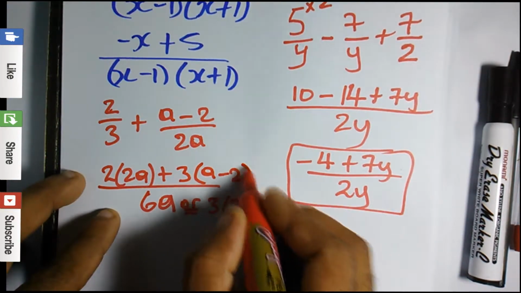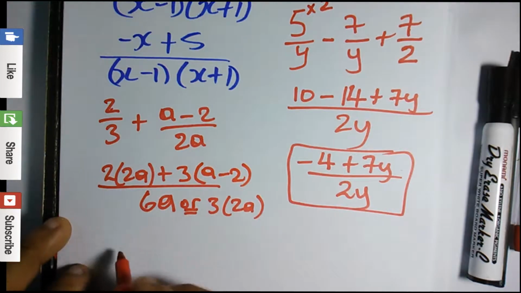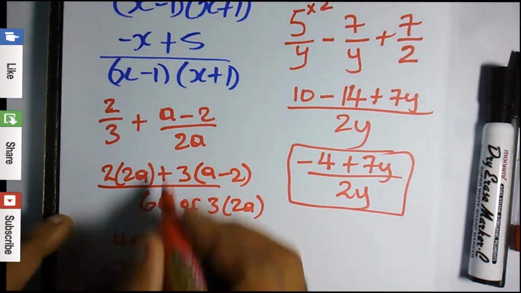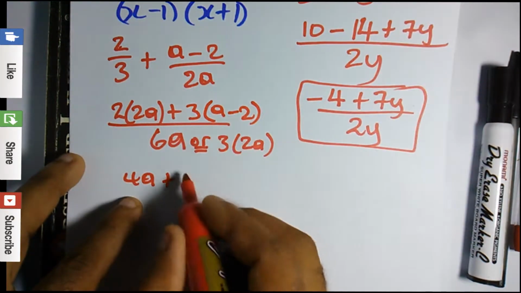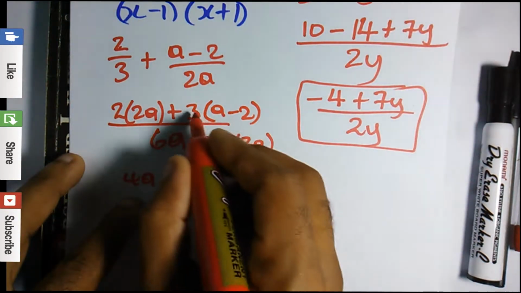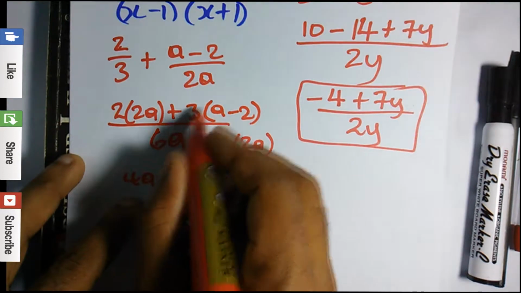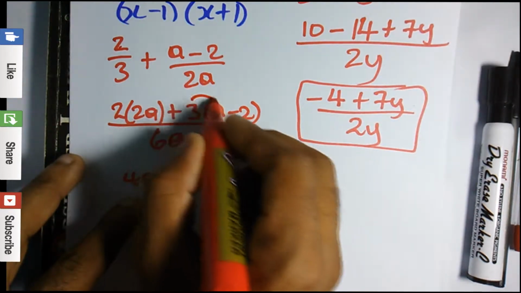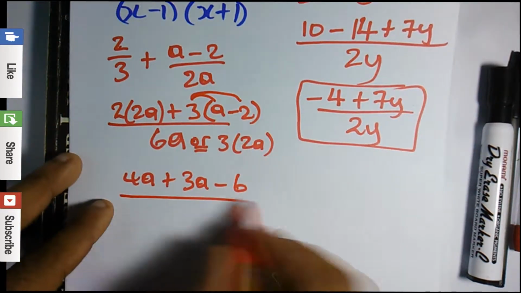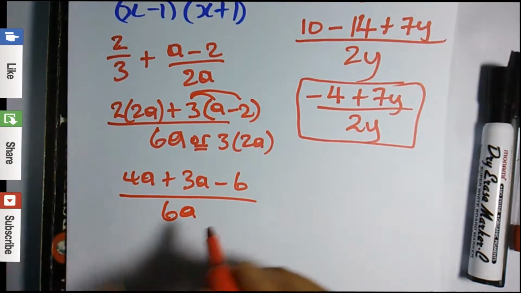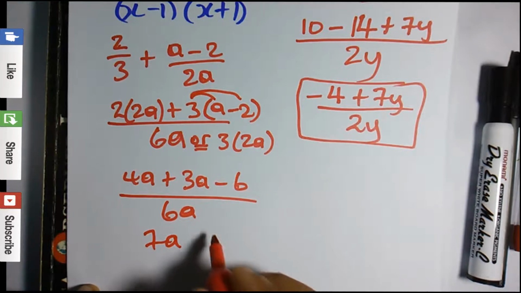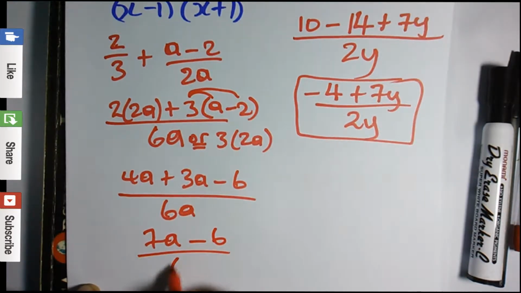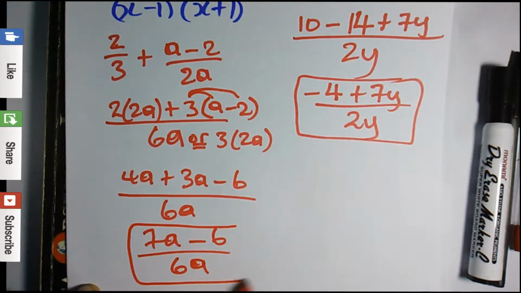So 2 times 2a is 4a, plus 3 times a is 3a, minus 2, 3 times 2 is 6. So apply distributive law right here: 3 times a, 3 times minus 2, all over 6a. Now 4a and 3a is 7a, minus 6 over 6a. This would be our answer.